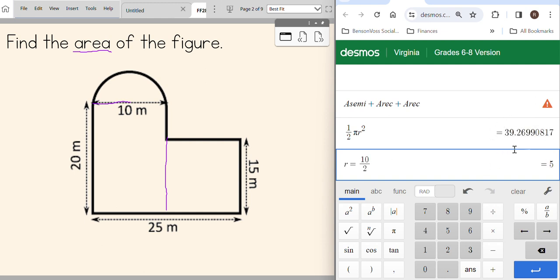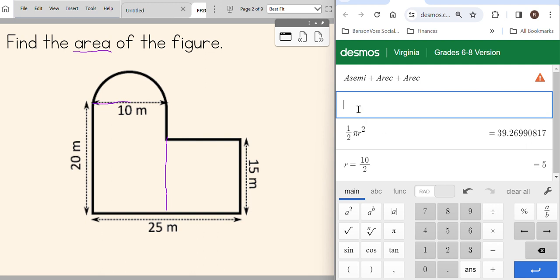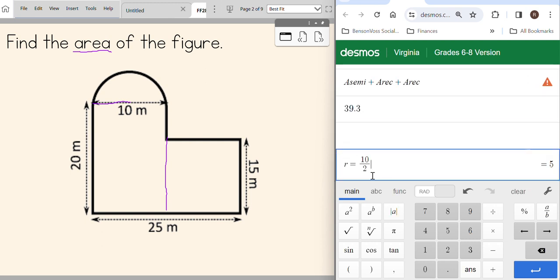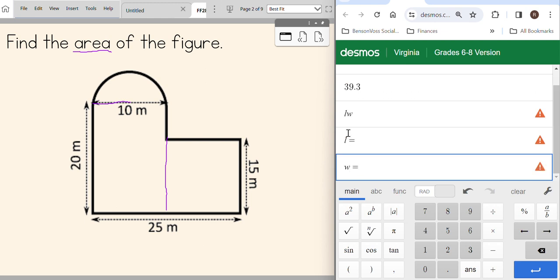So that means the area of that semicircle is 39.3. You know what? I'm going to put it in right underneath it so you can still see what I'm doing. So 39.3 is the area of the semicircle. So now I'm going to erase that. And I've got 2 rectangles. And just like we did before, LW. So L equals and W equals.